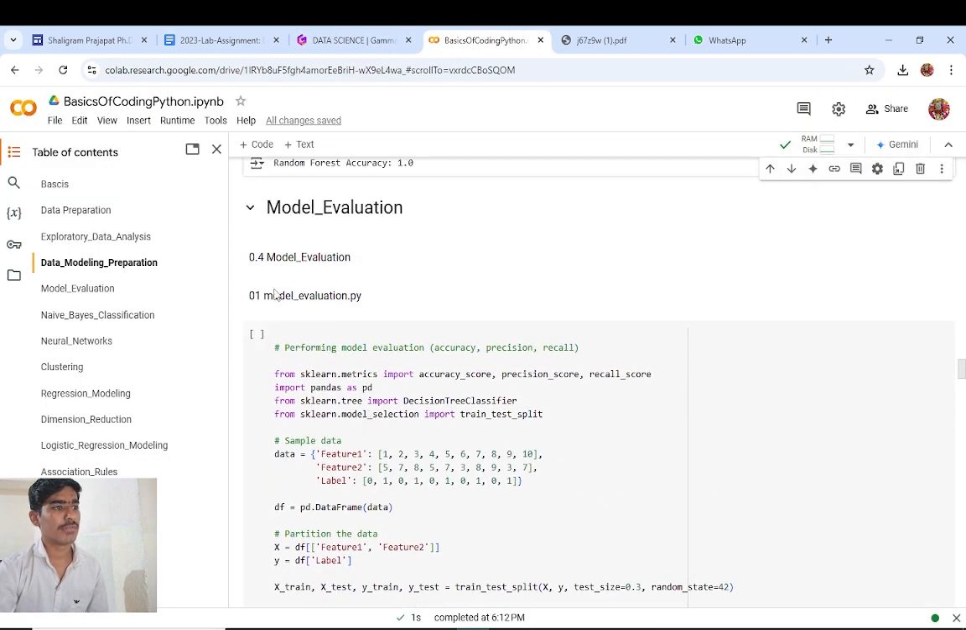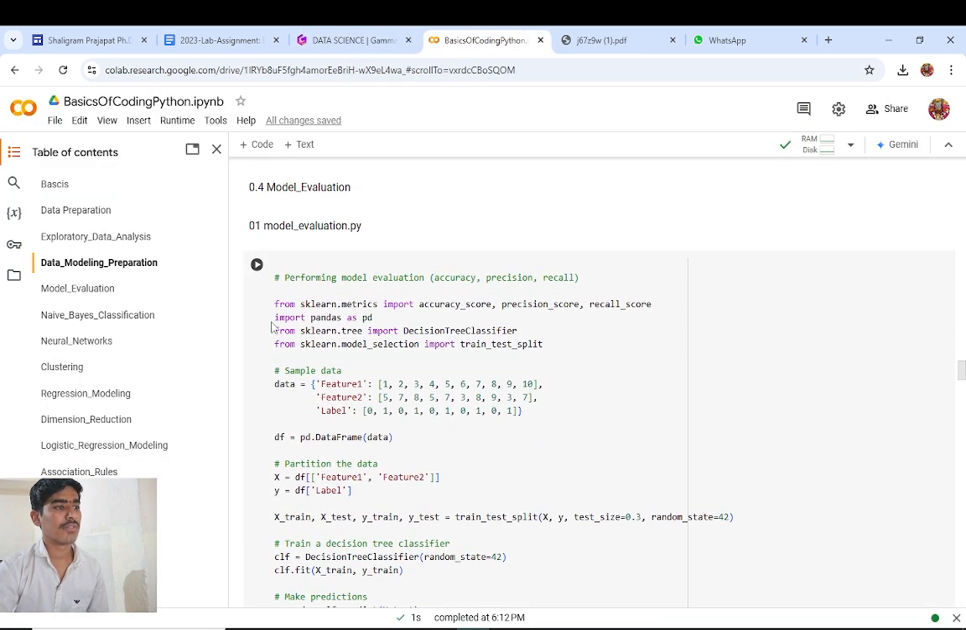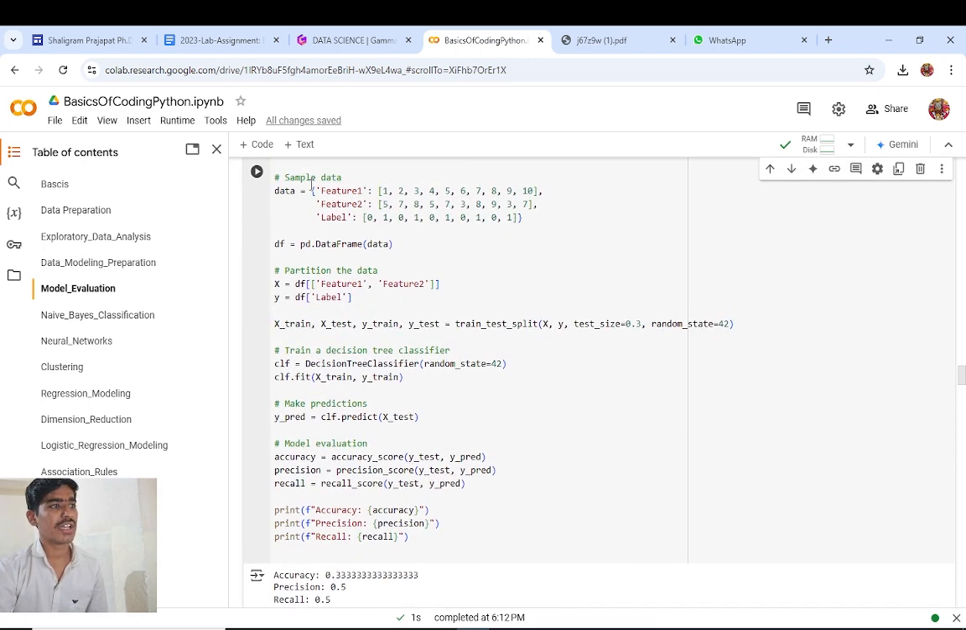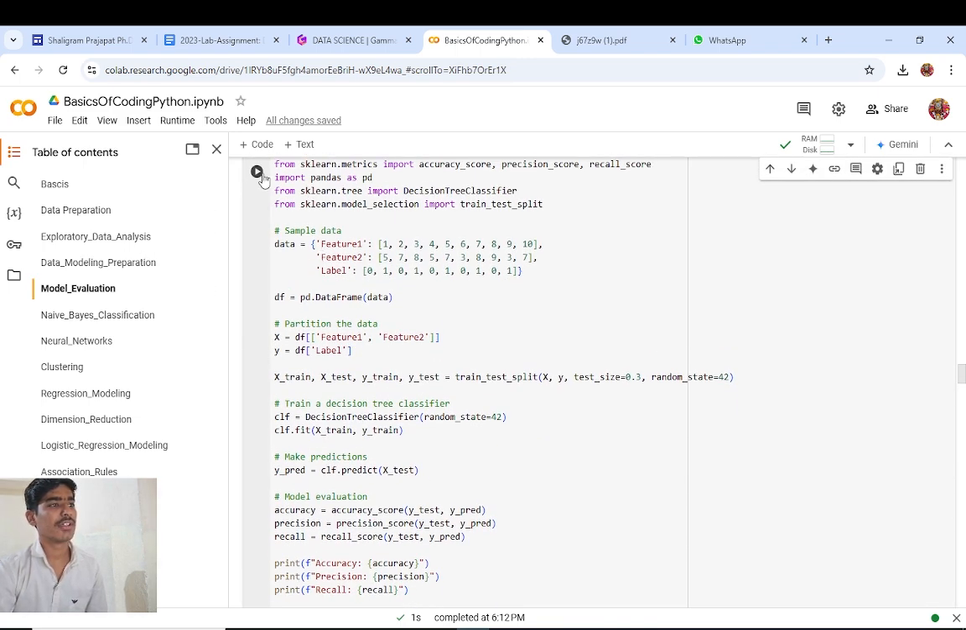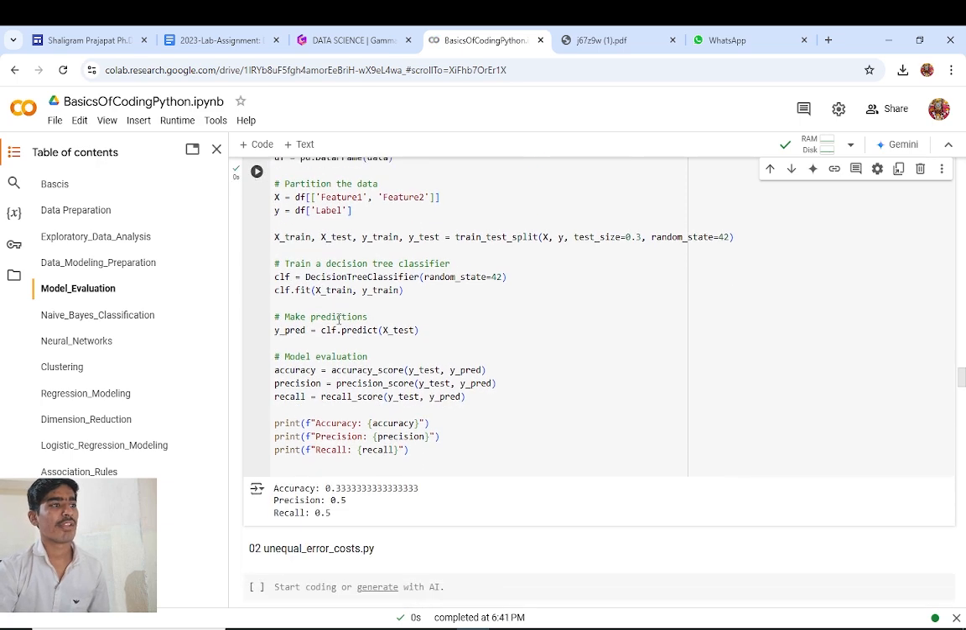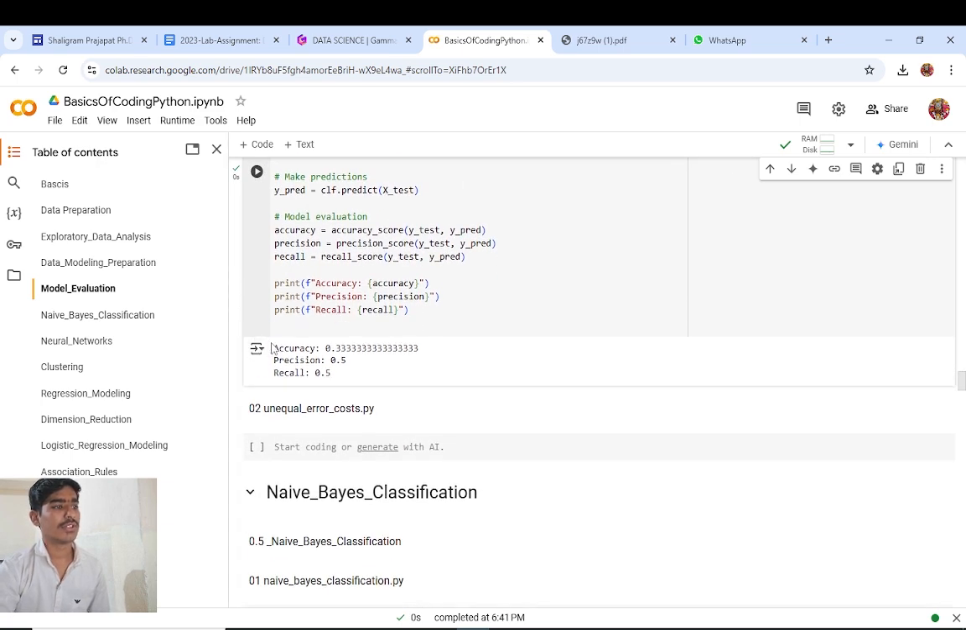These are examples of model evaluation. First of all, import pandas as pd from sklearn, and these are taking input data, and let's see the output. Accuracy, these are the outputs of this code.